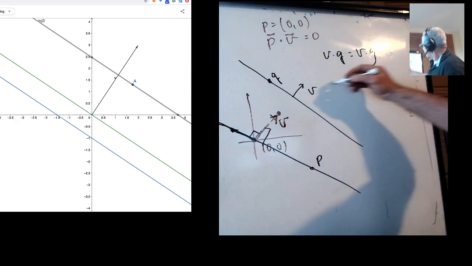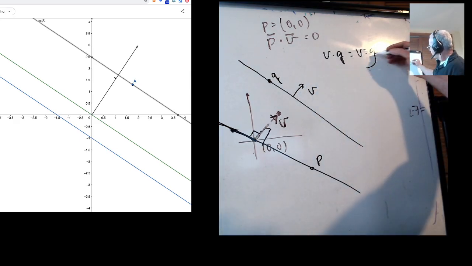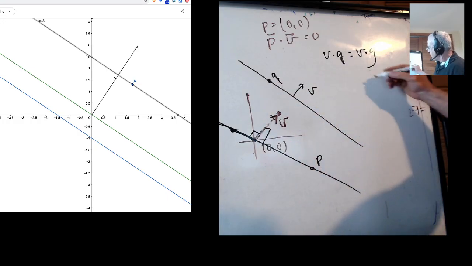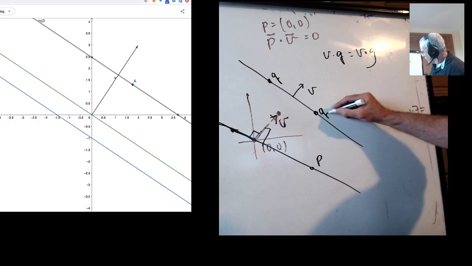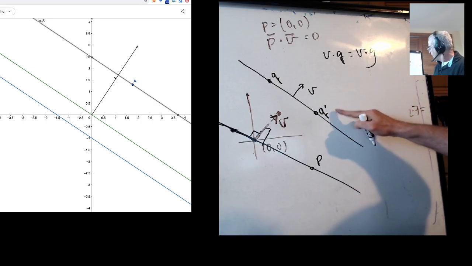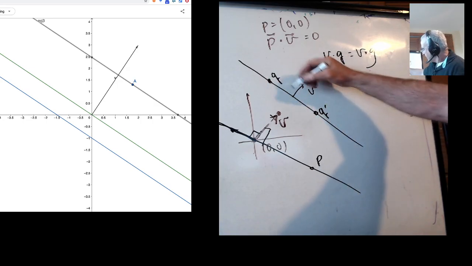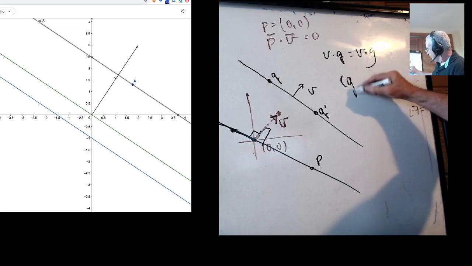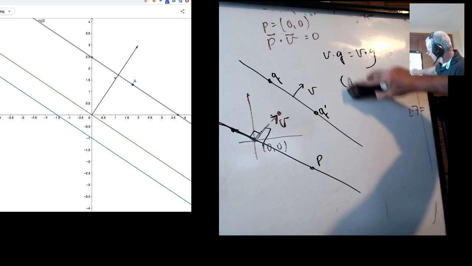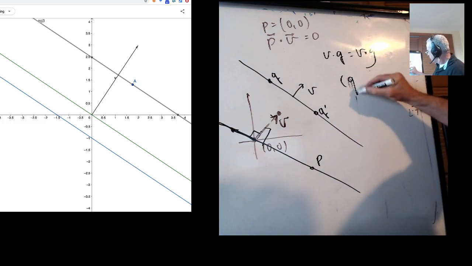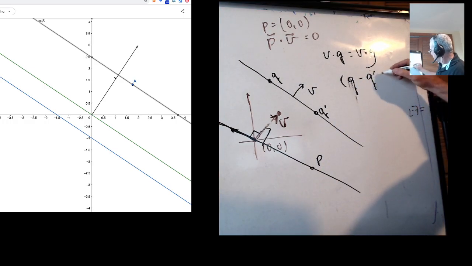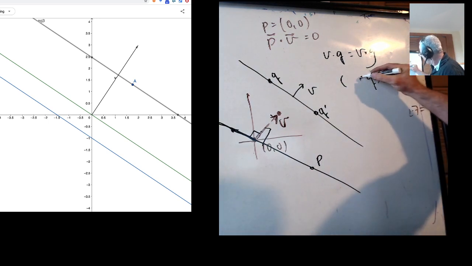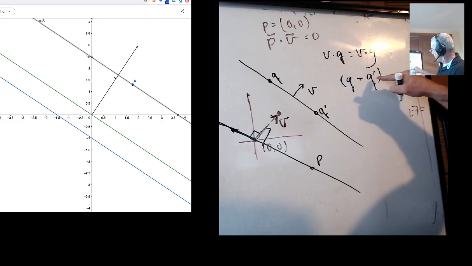That you have the point, v times q equals v times q. This is correct in some very naive way. And if I have another point q prime on the same line, then what is the direction of the vector that goes from q? You don't need to know this proof, but if you know what vectors are, it's not a problem. Look at q minus q prime.